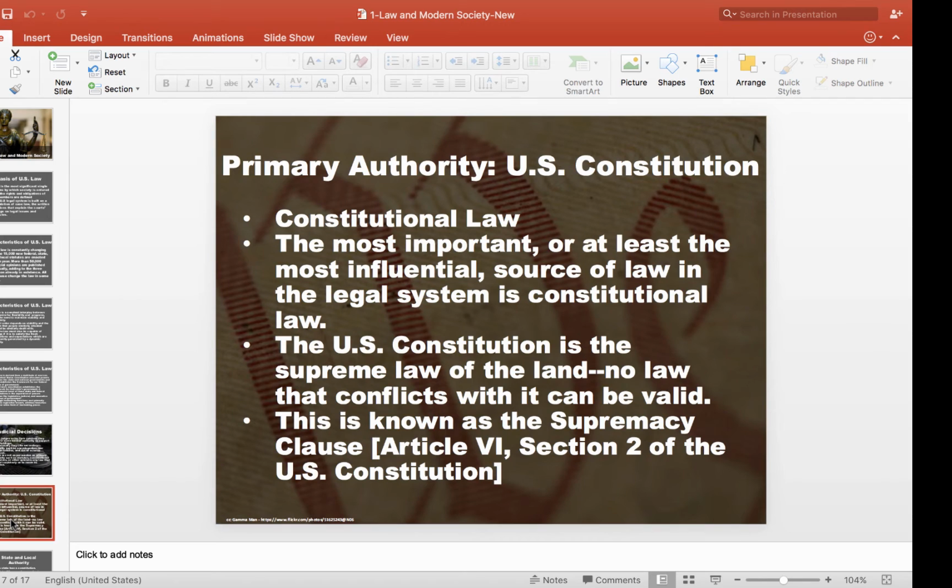The primary authority in U.S. law is the U.S. Constitution. Okay, so constitutional law is the most important, or at least the most influential, source of law. The U.S. Constitution is the supreme law of the land. No law that conflicts with it can be valid. This is known as the Supremacy Clause, which is Article 6, Section 2 of the U.S. Constitution.